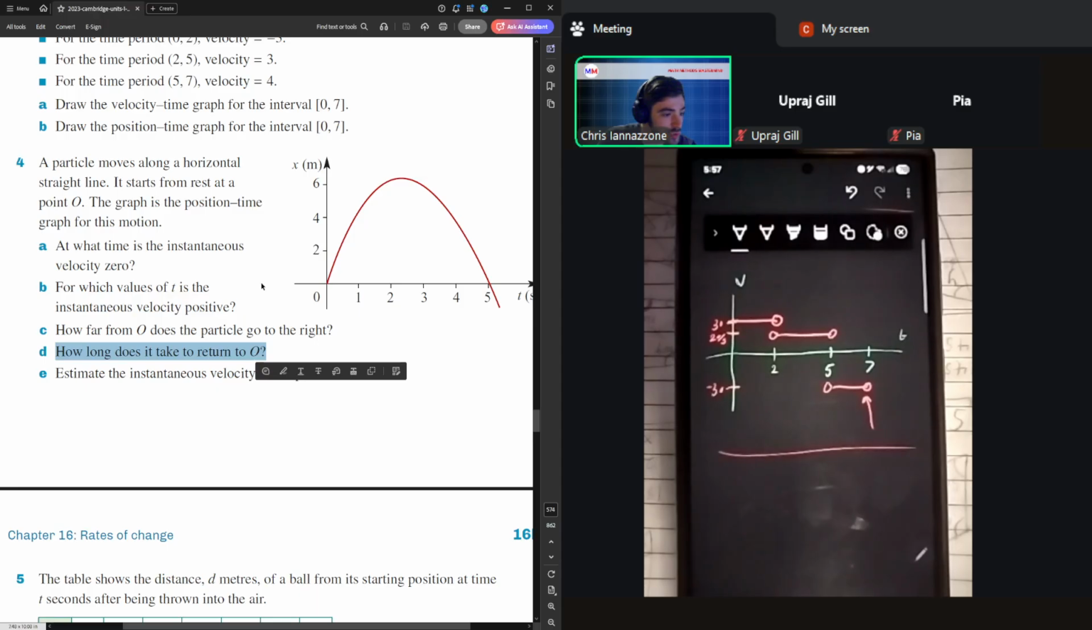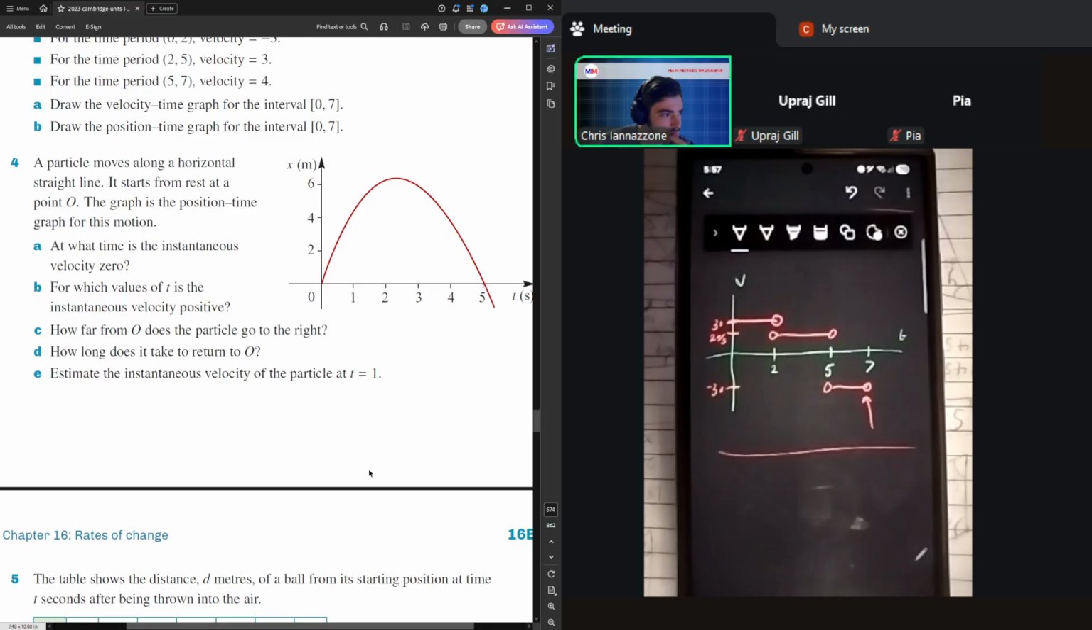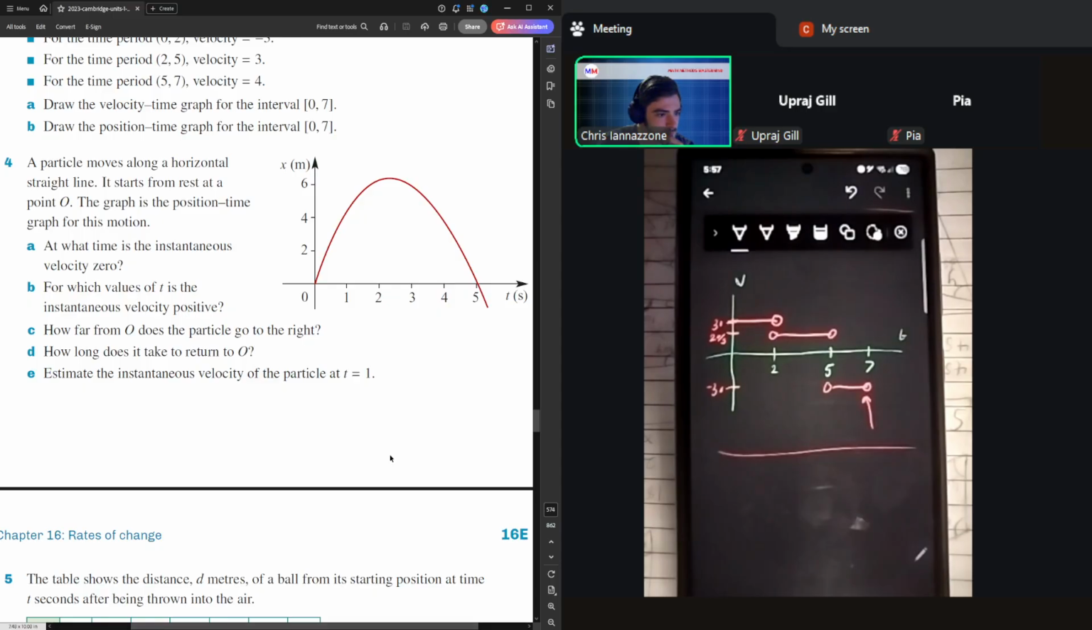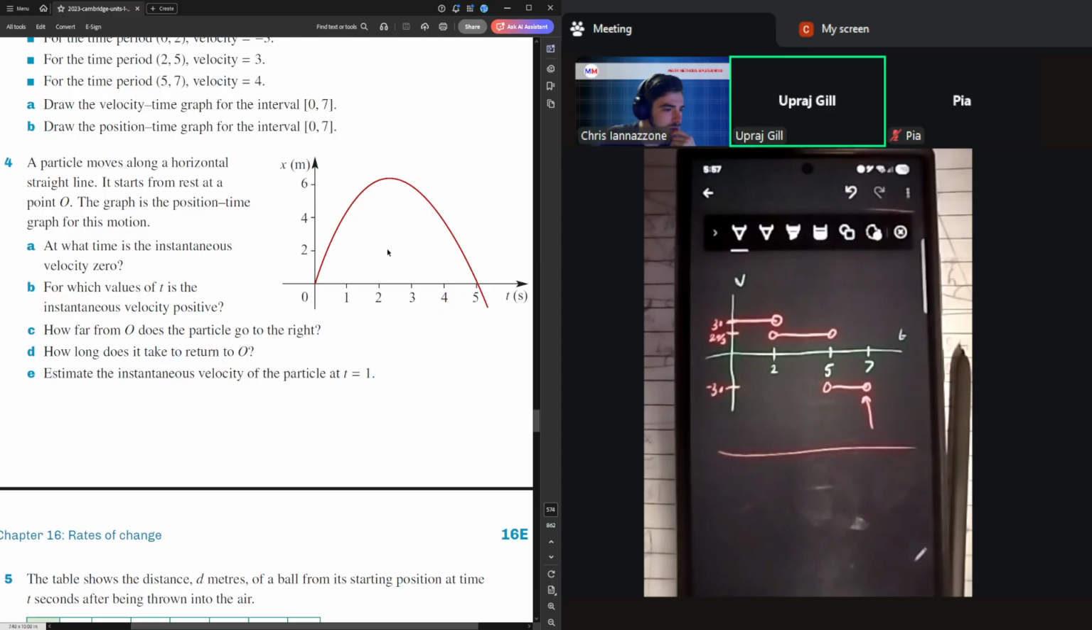How long does it take to return to the origin? We kind of talked about that one before a little bit, but let's just do it quickly anyway. Is it 2.5 seconds? To return to the origin, oh, my bad, that's 5 seconds. Yeah.